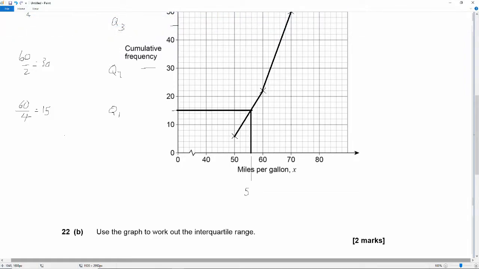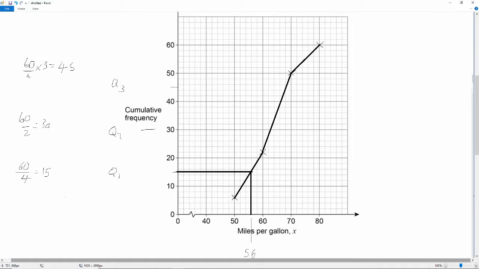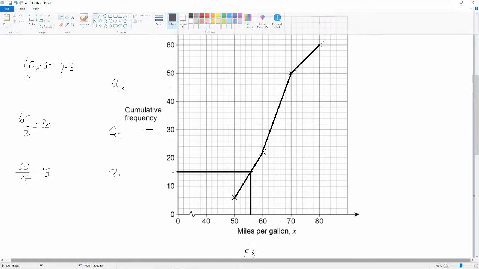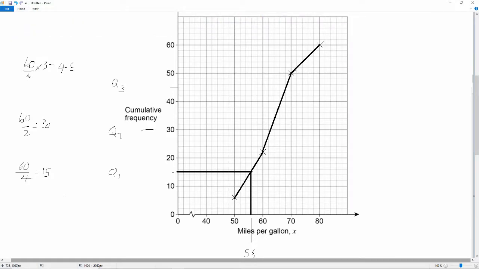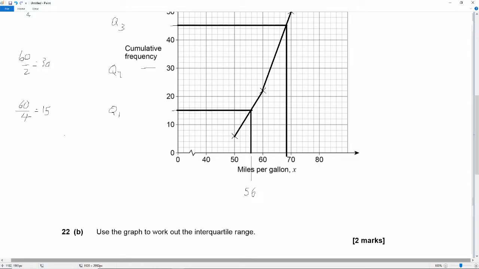I'm saying that's 56. And then our third quartile goes across to the graph and then down. Okay, I'm going to make that 2 less than 70, so that's 68. I'm going to make that 68.